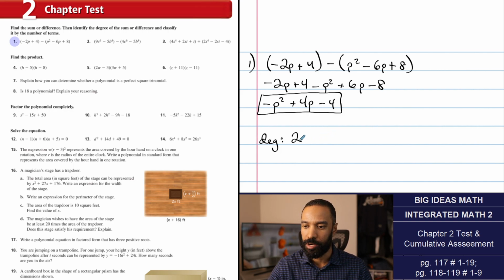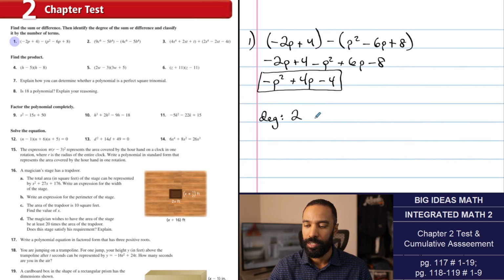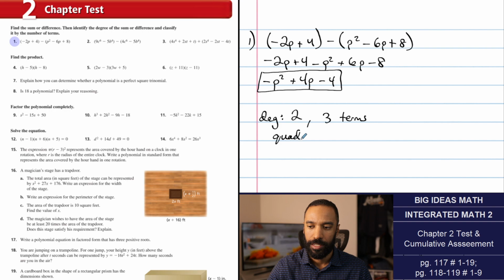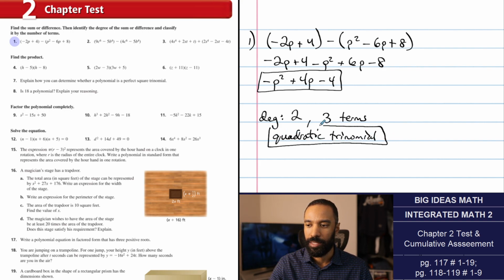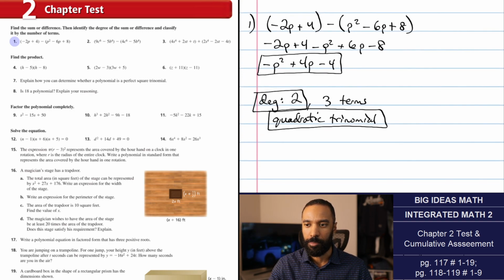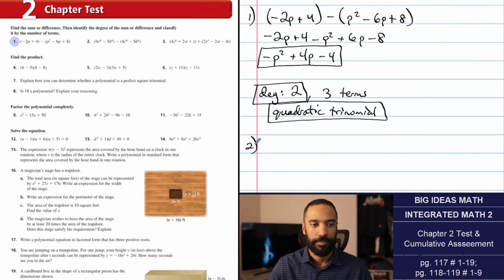Classified by the number of terms, I'll do you one better: I'll just say that it has 3 terms. So therefore it is a quadratic by the degree, and a trinomial by the number of terms. And we do a lot of things with trinomials, especially factoring. But there's that guy. Okay, that's number 1. Number 2.